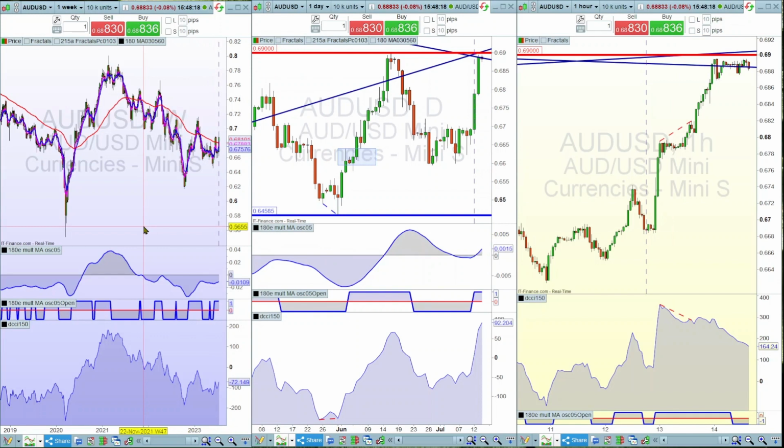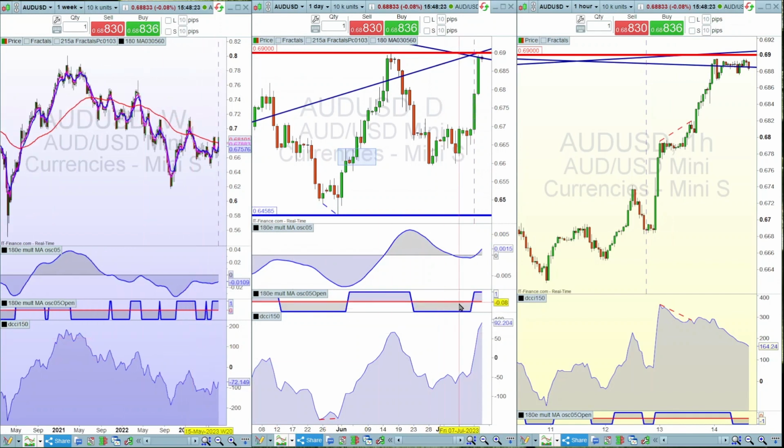This is the Aussie US dollar currency update. On our weekly and our daily, we're in a bullish mode. However, we've hit this key resistance at 0.6900, so just be aware of that. And we've got a divergence playing out on the hourly. So we may see a reversal, or at the very least a retrace before possible further upside. So let's have a look at this.